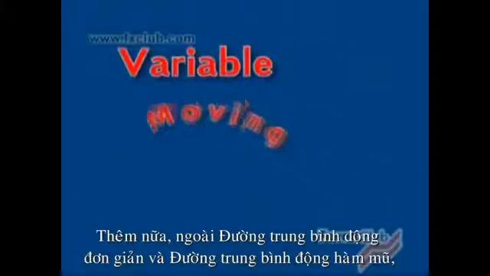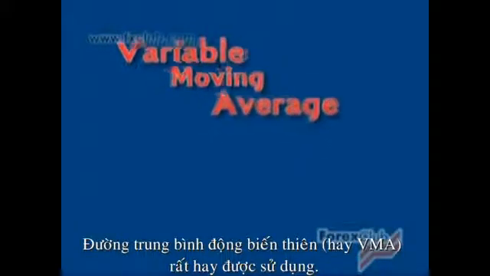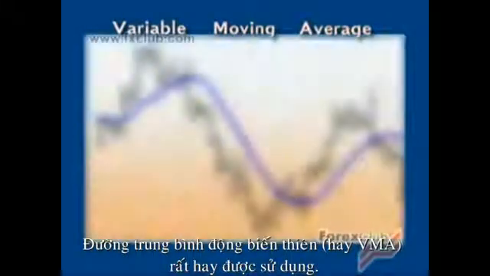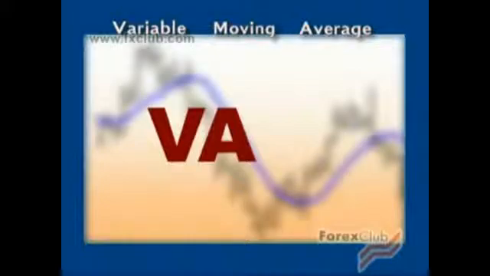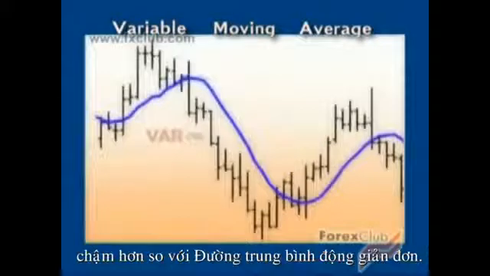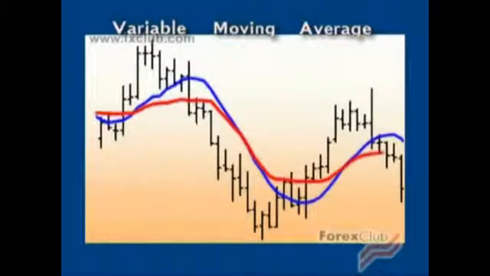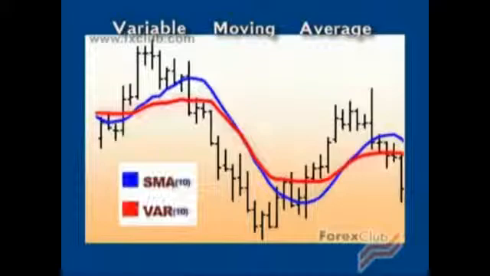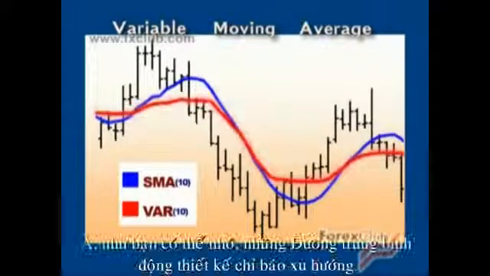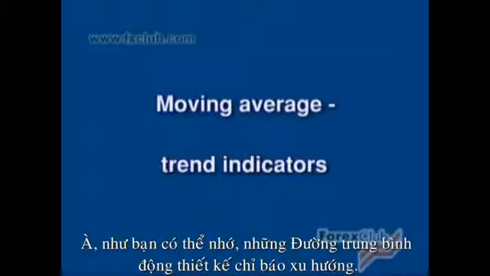In addition to simple and exponential moving averages, the variable moving average, or VAR, is quite widely used. As we can see, this moving average is slower than simple moving average. You could well be wondering what it's for. Well, as you'll remember, moving averages were designed as trend indicators.